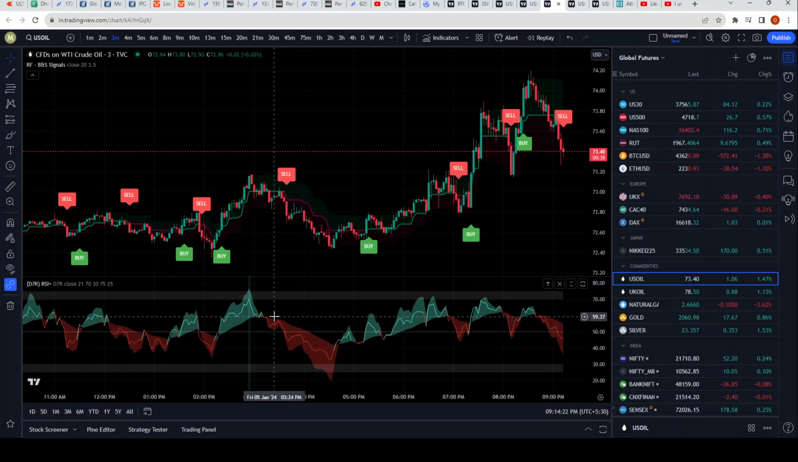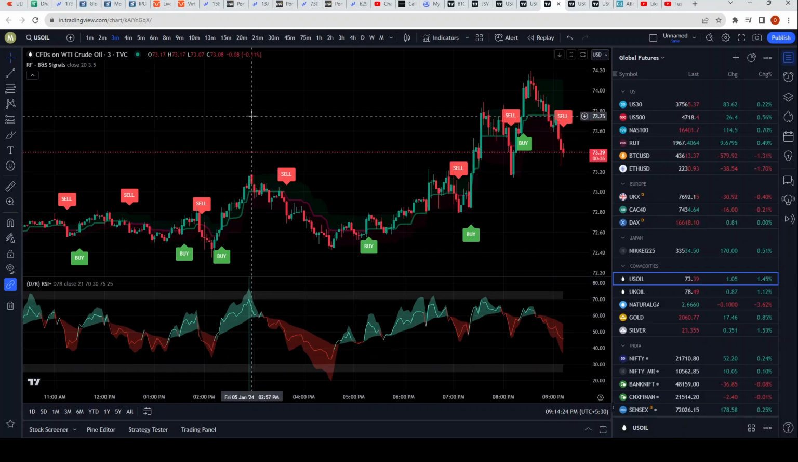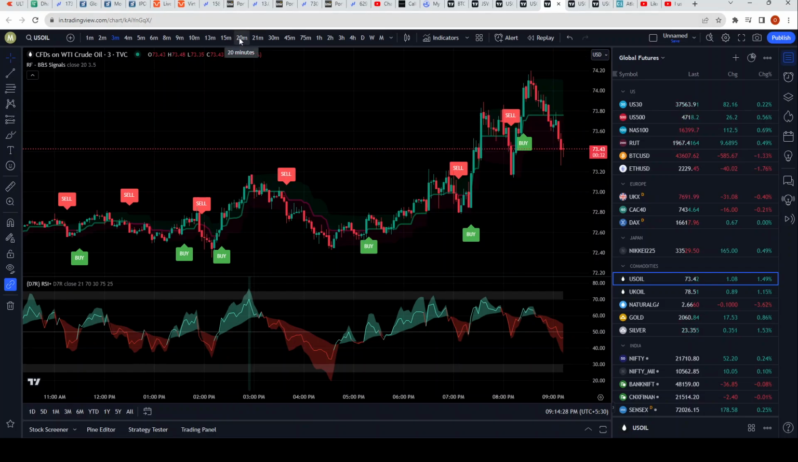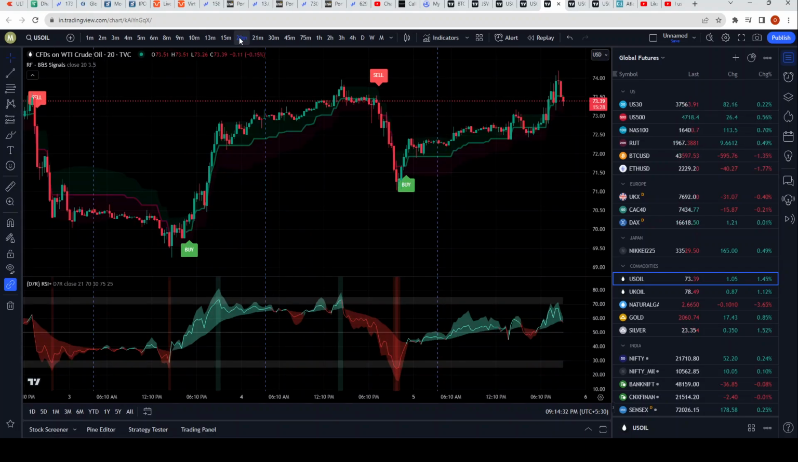So what I've found is, if I'm going to use only these two indicators and trade crude, I have seen some success paper trading on the 20 minute time frame. So I would really suggest people try and test this strategy out on a 20 minute time frame and let us know how the results go in the comment section below.